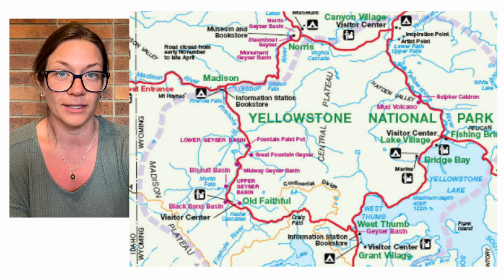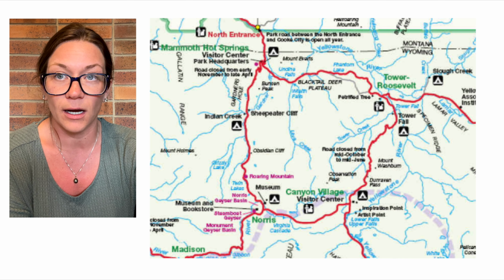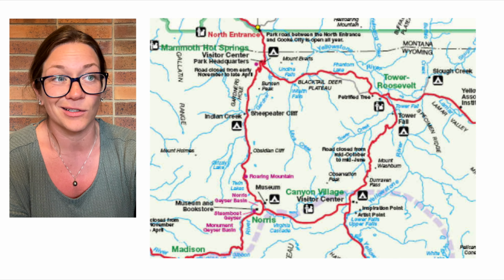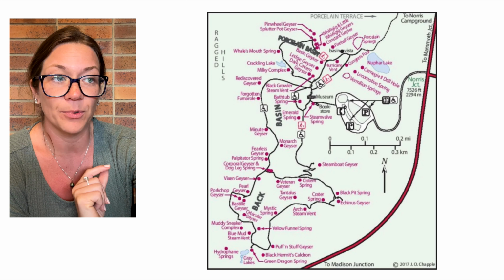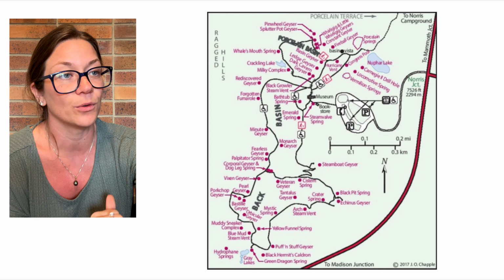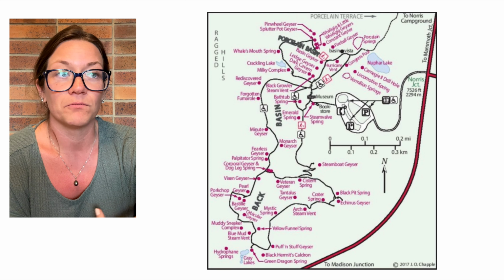Day 2, enter through the west entrance, except today you are gonna go to the Madison Junction and take a left. You are going to complete the north loop. You can either complete this clockwise or counterclockwise. I recommend going clockwise. On this part of the map, you can see from the Madison Junction to the Norris Junction, there are so many springs and geysers. You can spend the whole entire morning exploring this area.